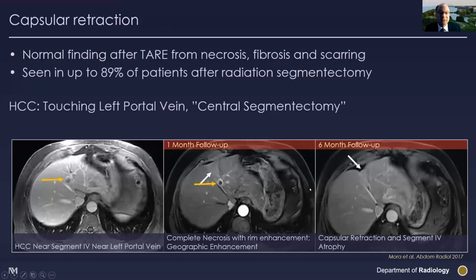What about capsular retraction? As I mentioned, that's a normal finding after radioembolization. It's due to necrosis, fibrosis, and scarring. It's seen in a large percentage of patients, 89% of patients in one study after radiation segmentectomy. Here's that example I showed before where it nicely illustrates the volume loss associated with it, but you no longer see the lesion at all.